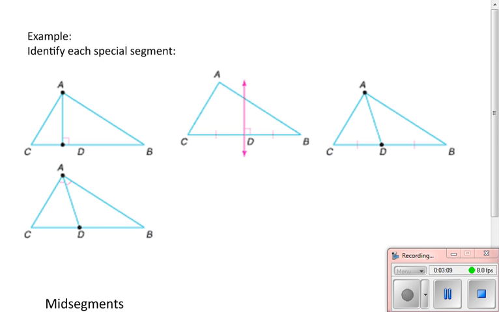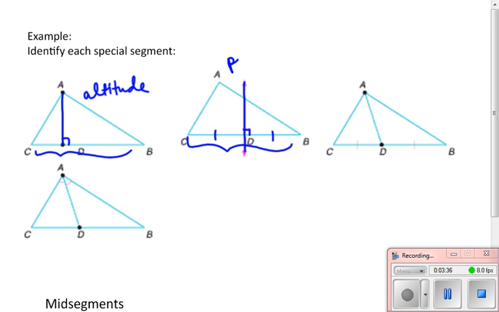If we take a second just to review some of the different special segments, here when we examine this picture, we know we have a segment that is perpendicular. This is an altitude because we do not know anything about the base. Here we have a perpendicular segment again, but we also see that it's bisected. And so this is one example of a perpendicular bisector.